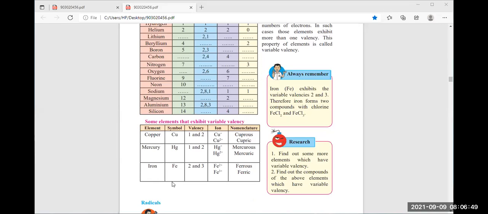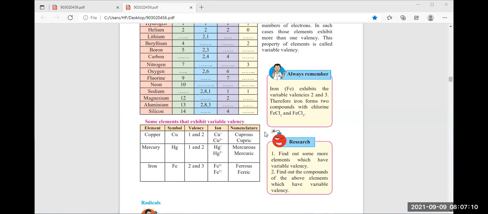And when it shows valency 2, that depends on different types of conditions or different types of reactions. It is called cupric. Suppose it is going to form cupric oxide, at that time it shows valency 2.